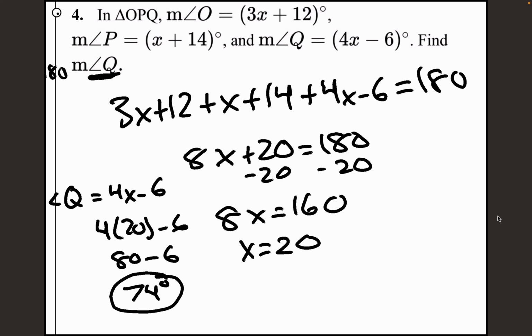Oh, this isn't right. Check your x's, sorry.